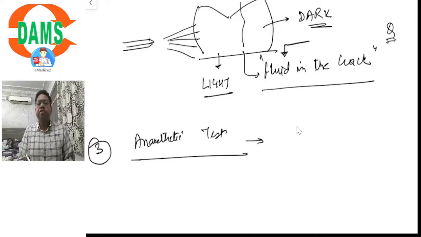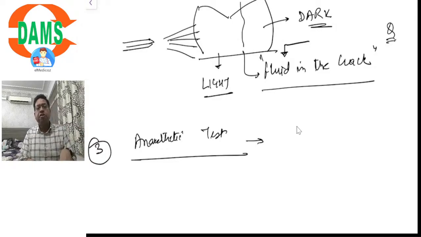Anesthetic test. As the name indicates, we would be administering anesthesia. At times, the patient reports with pain, and the patient initially and the clinician also cannot zero in whether the pain is coming from the maxillary tooth or the mandibular tooth. Simply, the patient is reporting pain on one side of the face, whether the right or the left.